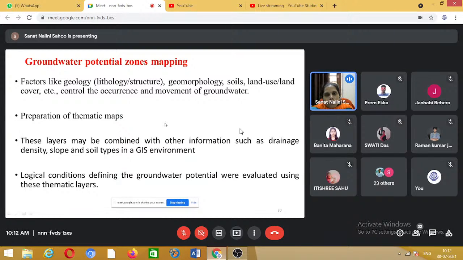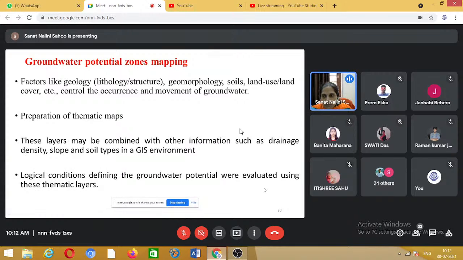And all put together, if you analyze them, then there are strategies that you have to plan for possible management of these resources. These layers may be combined with other information such as drainage density, slope, and soil types in a GIS environment. And logical conditions that define the groundwater potential were evaluated using these thematic layers.